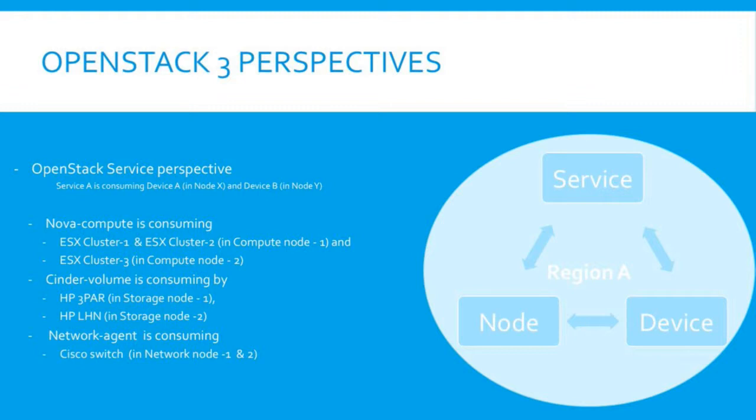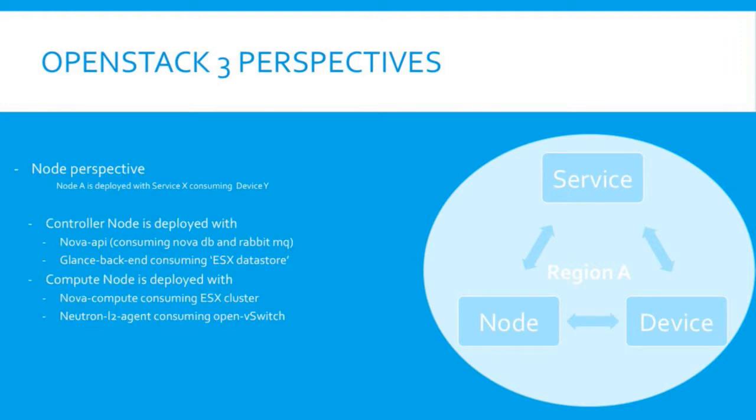The moment we say a service, it consists of different components. We will just see what those are. So take a Nova service. It will have a main component, Nova Compute, as a backend service. That service is connected to a device called, say, an ESX cluster, and it is deployed on a node called, say, a compute node. So as I told earlier, there is a relation among these three pieces: node, device, and service.